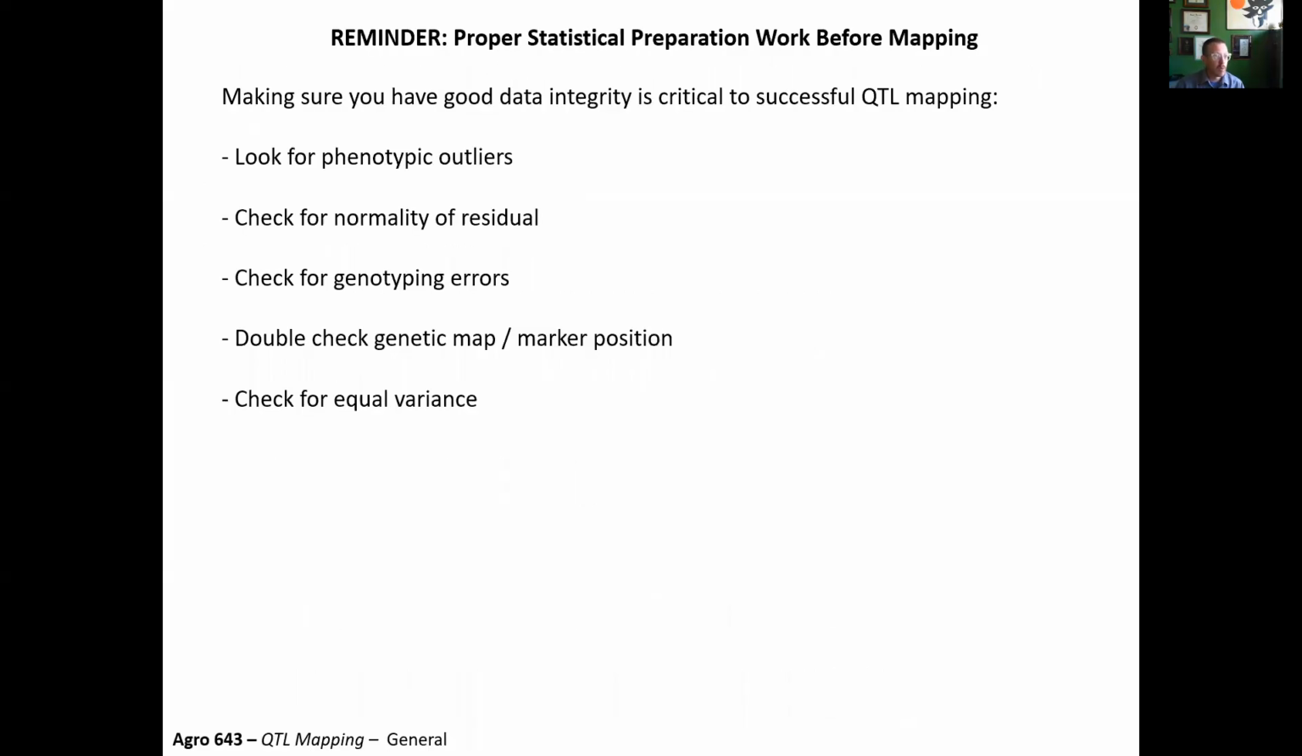So a couple reminders, and this is true for all molecular quantitative genetic work, is there is proper statistical preparation that you need to do. You need to find outliers. Outliers will have a huge effect and will lead to many false positive and false negative QTL. You need to look for the normality of residuals. So it doesn't matter that your data is normal going into your model. What matters is it's normal coming out.